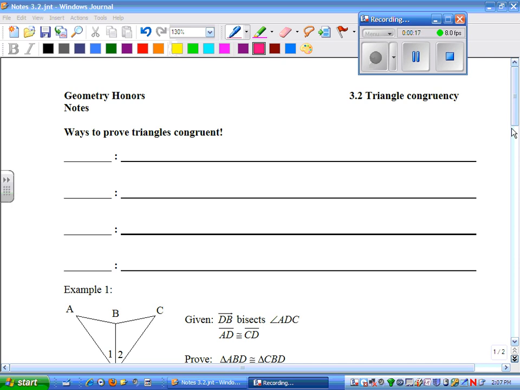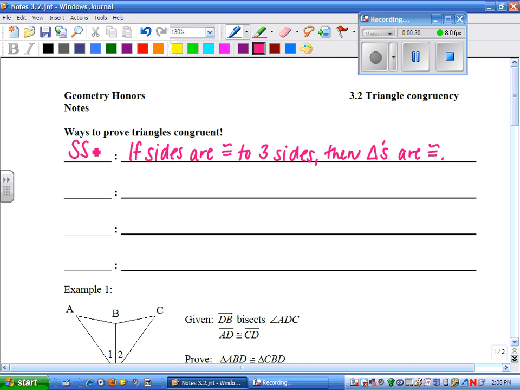If 3 sides are congruent to 3 sides of another triangle, then the triangles are going to be congruent. A way to shorten this is side, side, side.